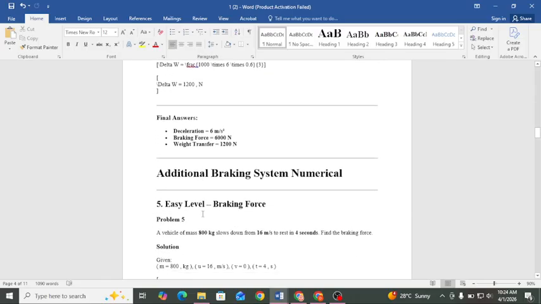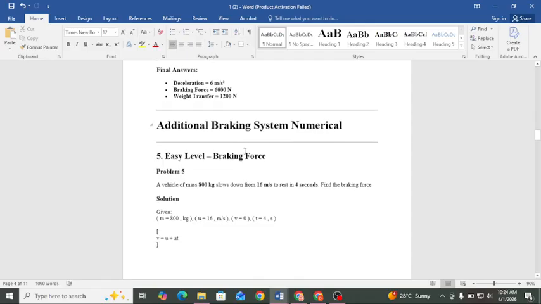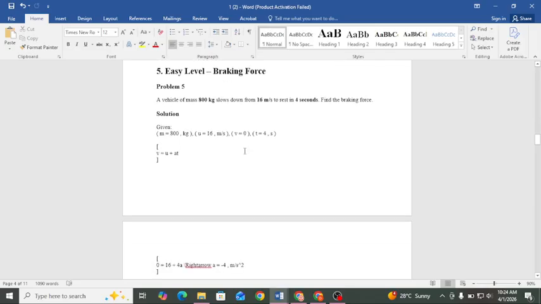Then the additional braking system numericals are taken here. The final values are: deceleration 6 meter per second square, the braking force 6000 Newton, and the weight transfer 1200 Newton. So next, after that, the braking system numerical at easy level, braking force.